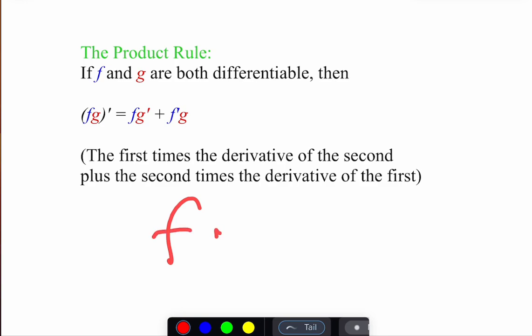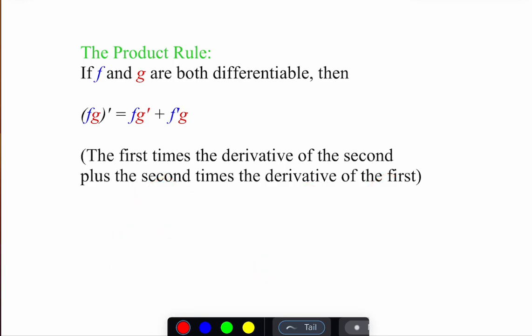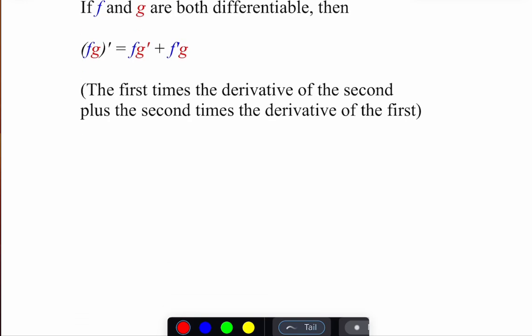So if we have something times something and they've asked you to find the derivative, we have to do each thing individually in that step. So let's go over what that means. The first times the derivative of the second plus the second times the derivative of the first. What does that mean? Now, I'm going to show you an example where technically we don't have to use the product rule, but it will illustrate the point.